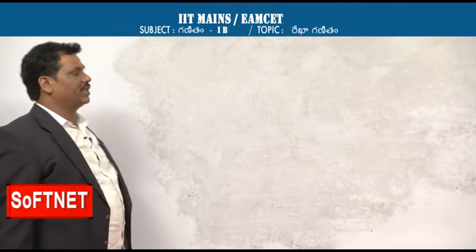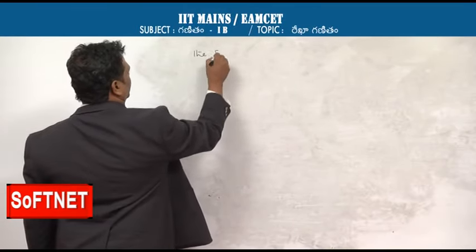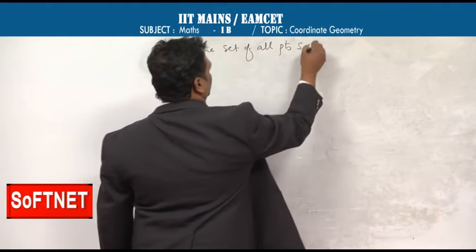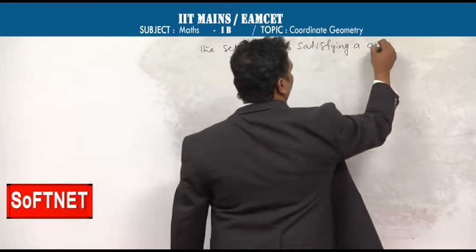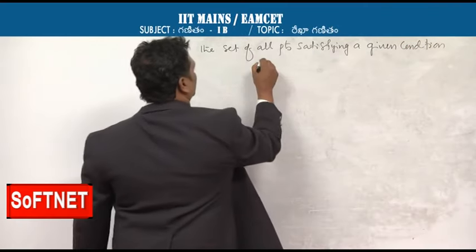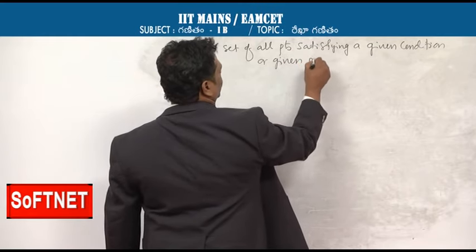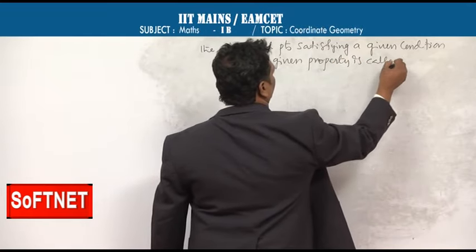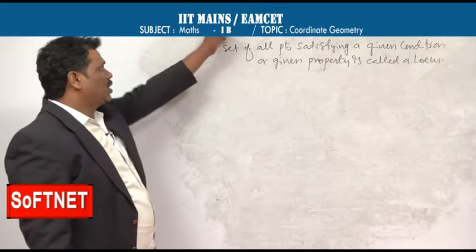What is the definition of locus? The definition of locus is the set of all points satisfying a given condition or given property or given geometrical property is called a locus. This locus belongs to coordinate geometry.